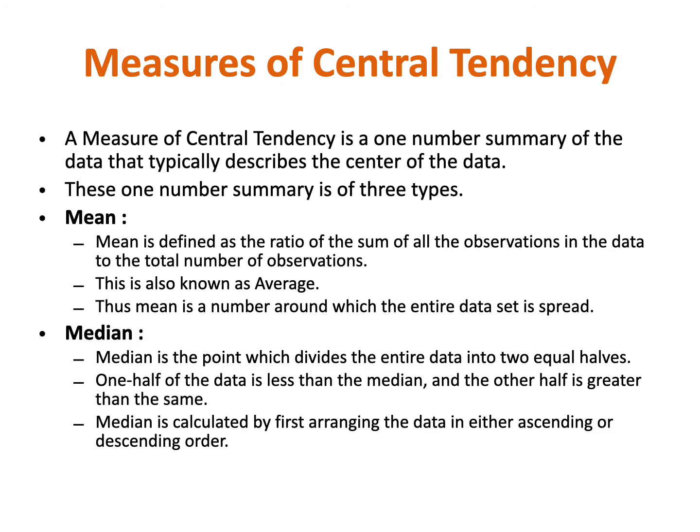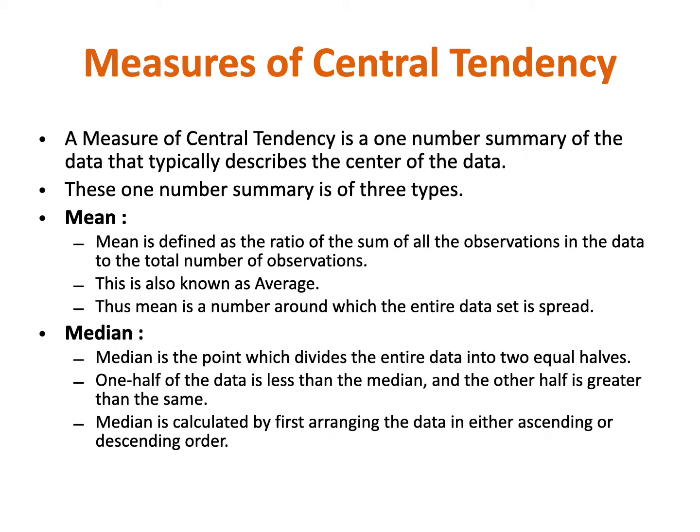It is a one-number summary of the data that typically describes the center of the data. There are three types: mean, median, and mode. The mean is defined as the ratio of the sum of the observations in the data to the total number of observations, so it is also known as the average. The mean is the number around which the entire data set is spread, so it gives us the central value.